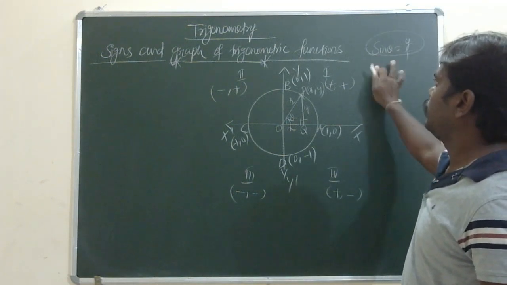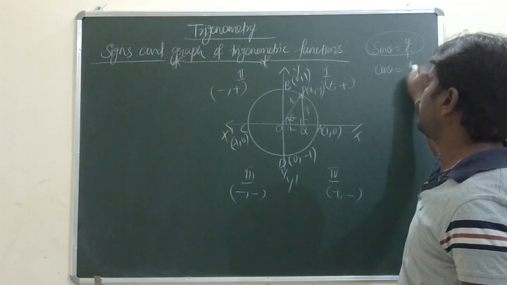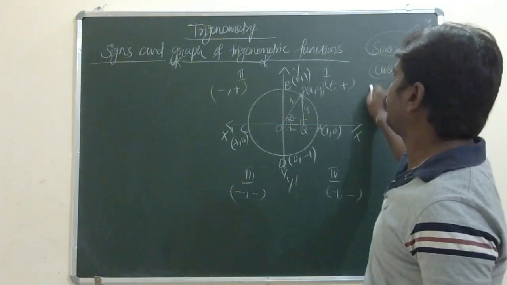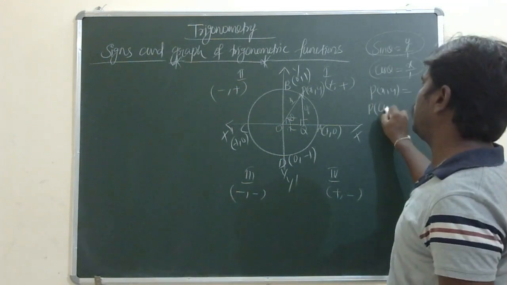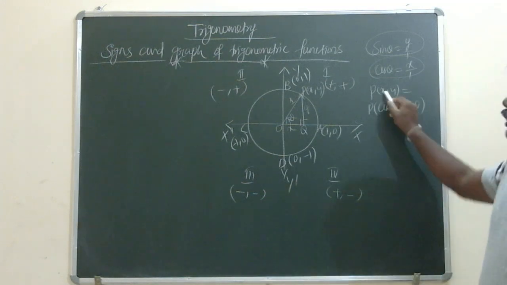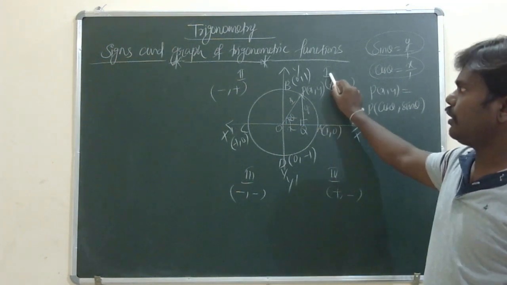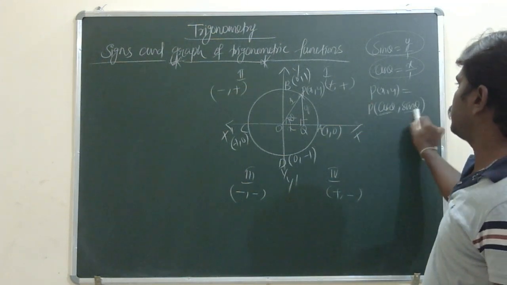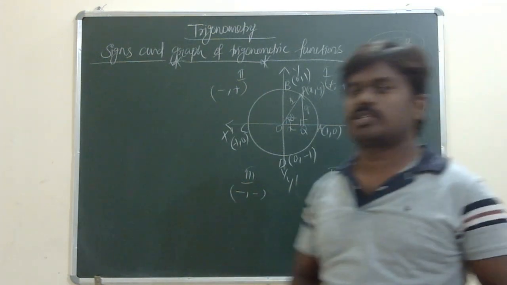Similarly, cos theta means adjacent by hypotenuse. Here adjacent is x by 1, so x is nothing but cos theta. So the point P, x comma y, can also be written as cos theta comma sin theta. So x is equal to cos theta and y is equal to sin theta. Now we know in the first quadrant both x and y are positive, so cos theta and sin theta, being equal to x and y respectively, are also positive in the first quadrant.